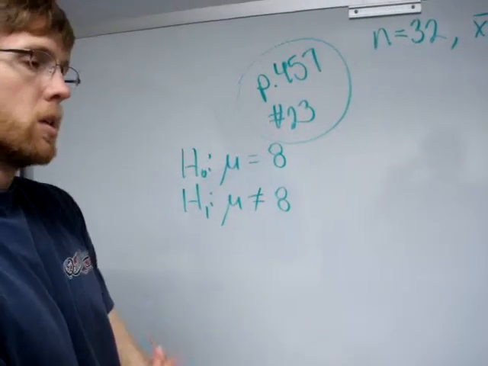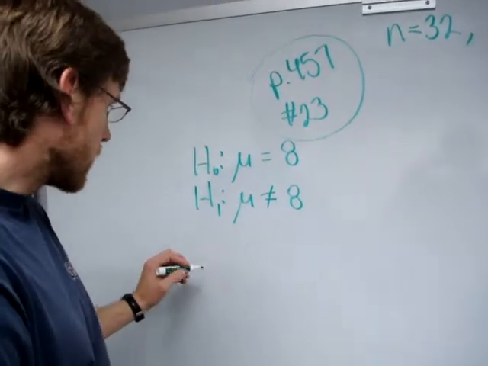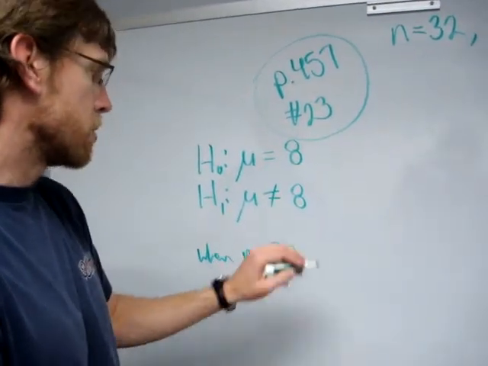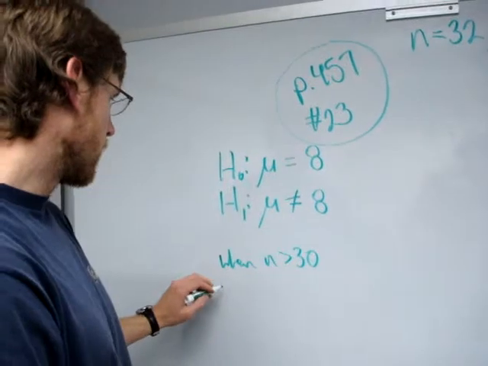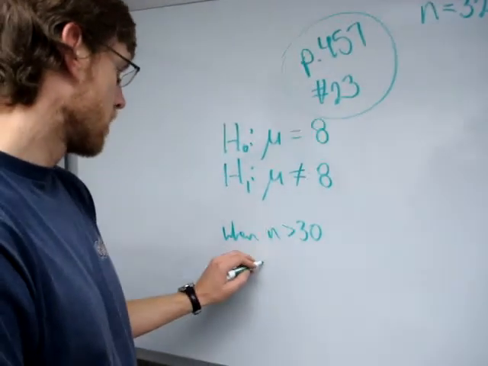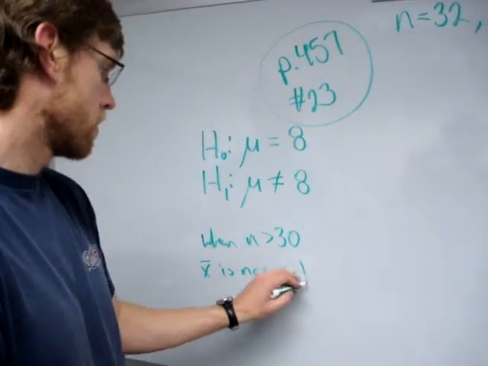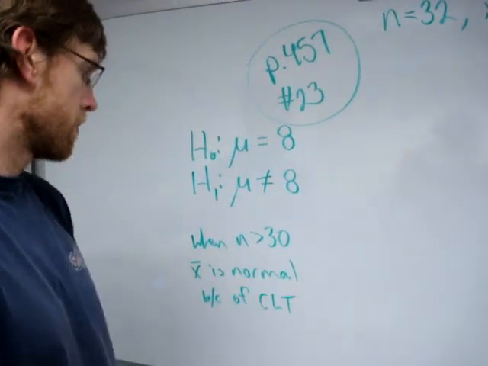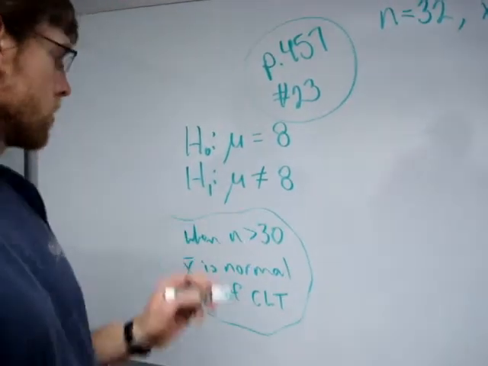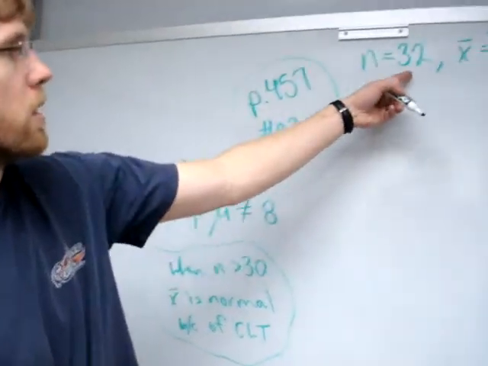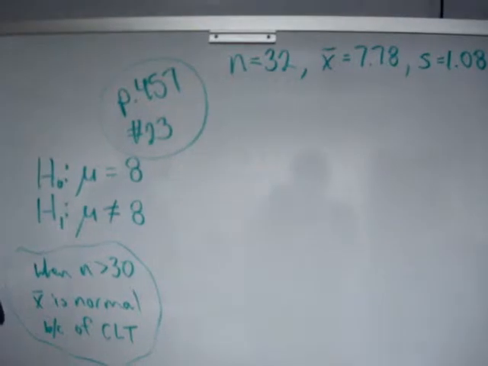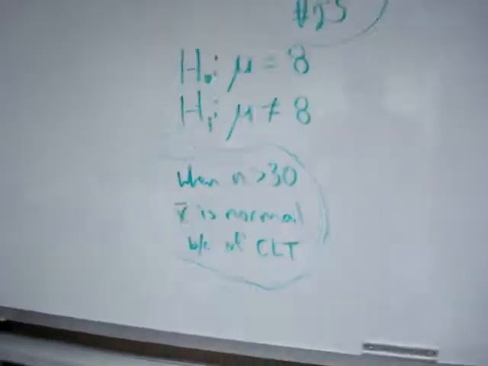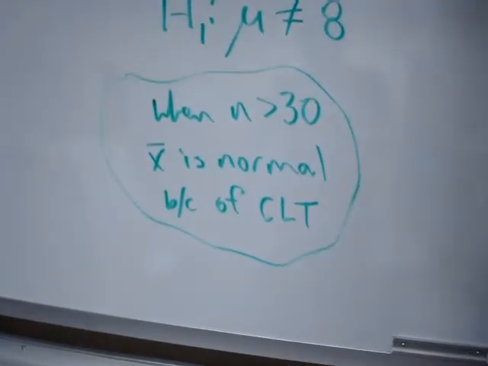In terms of checking assumptions, when n is greater than 30, a lot of times people use that as kind of the magic number. So x bar is normal, and this is because of the central limit theorem. So that's really what we are basing this on. If you have a small sample, this test may not be quite as valid. Okay, so let's calculate our test statistic.